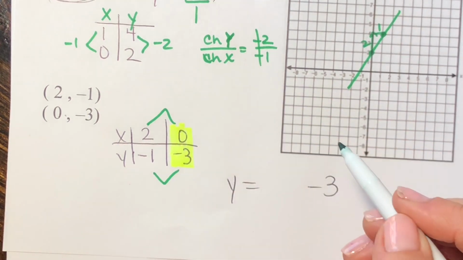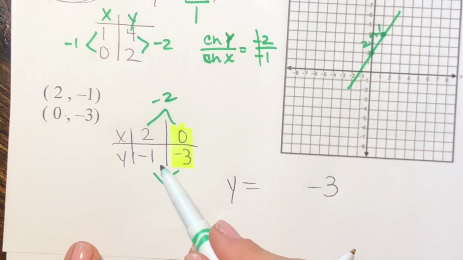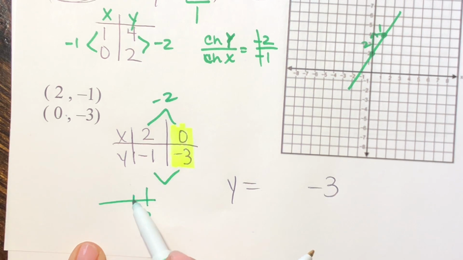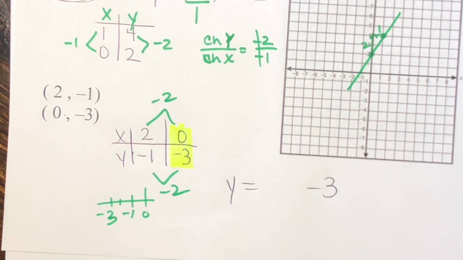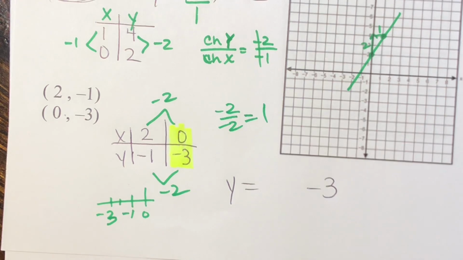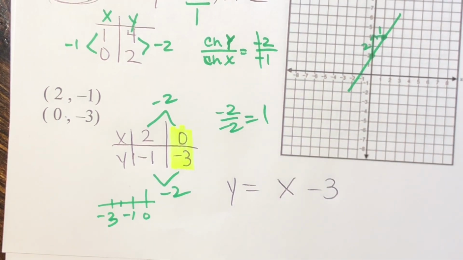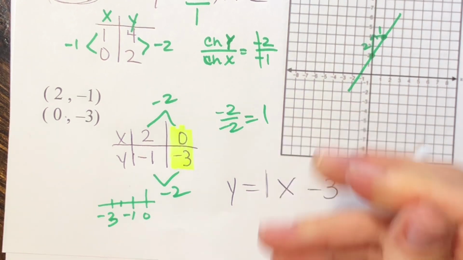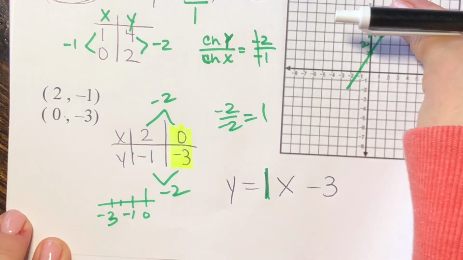2 went down 2 to get to 0. -1 to -3. If you think about it like this, I'm at -1, I got to get to -3, which means I also went down 2. This one's easy because -2 divided by -2, any number divided by itself is 1. So I'm just going to write x, you guys, because 1 is my assumed, okay?